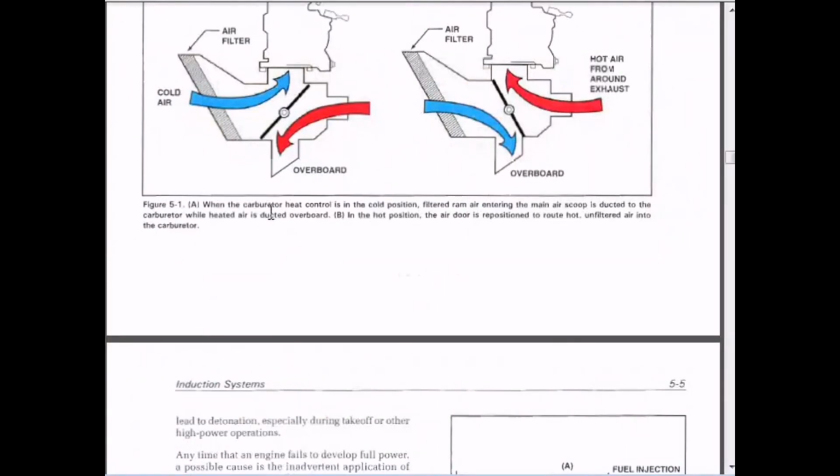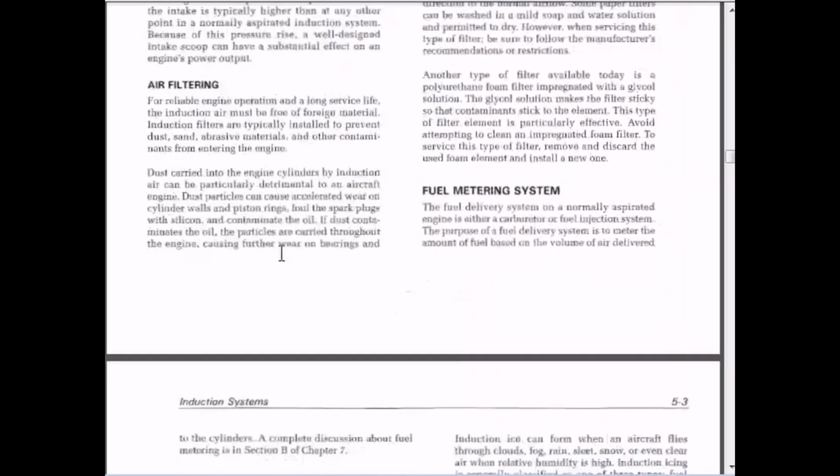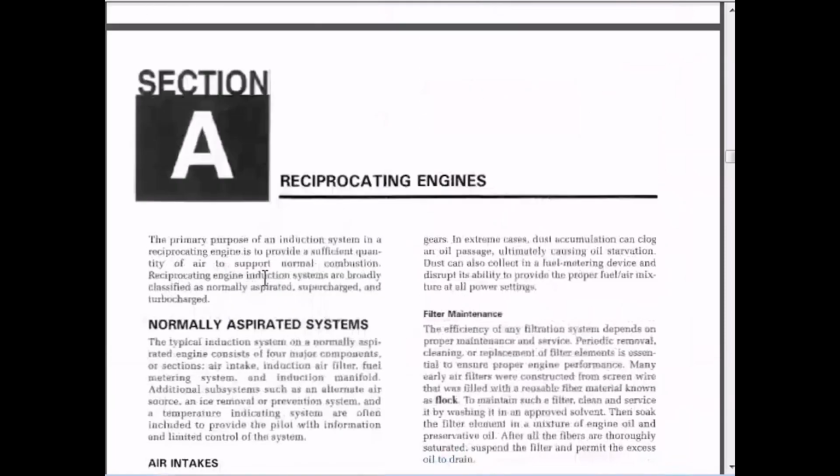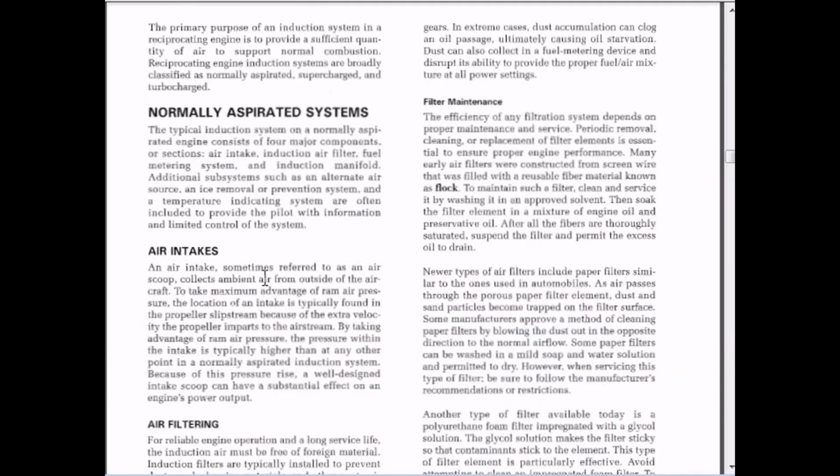Ada macam kertas accordion tu. Pasal apa dia lipat-lipat macam tu? Supaya banyak lagi surface for the air to come in. Lagi besar surface, lagi banyak udara boleh masuk. So, filter maintenance. Fiber material known as flock. Ni.